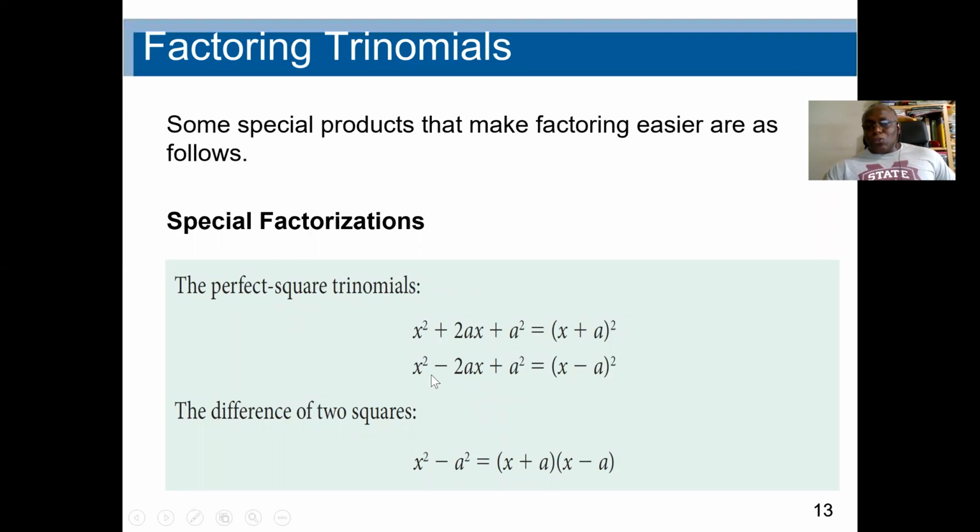The same thing, s squared minus 2as plus a squared will be (s minus a) all squared. We can prove it by multiplying s minus a by s minus a, and that will give us s squared minus 2as plus a squared. The difference of two squares, s squared minus a squared, will give me (s plus a)(s minus a). To prove this, multiply s plus a with s minus a, and you should get s squared minus a squared.